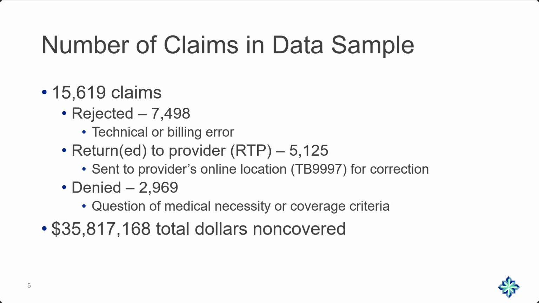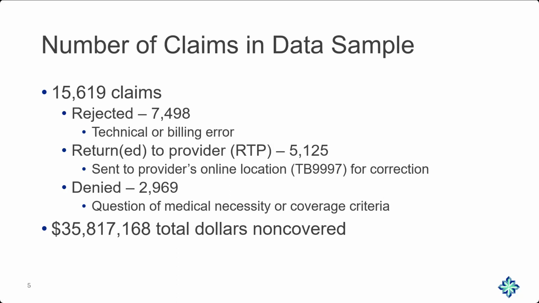We had 5,125 claims that errored out and were sent back to the provider's online location for correction. This is status location TB9997. If you're new to FIS, if you're new to Medicare, you're not familiar with direct data entry, some of these terms are just coming at you out of left field. So I'm trying to pause and define them for you.